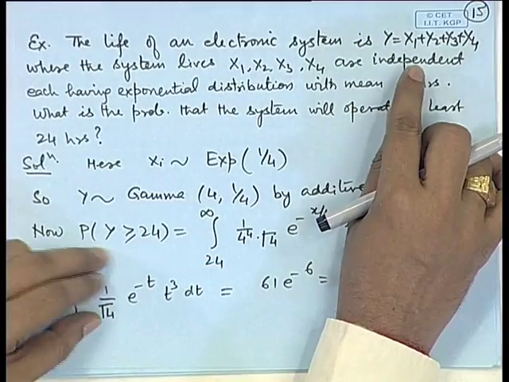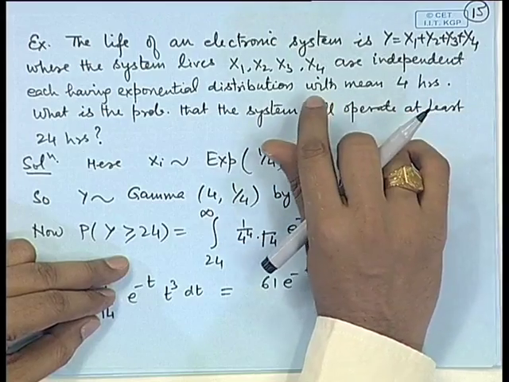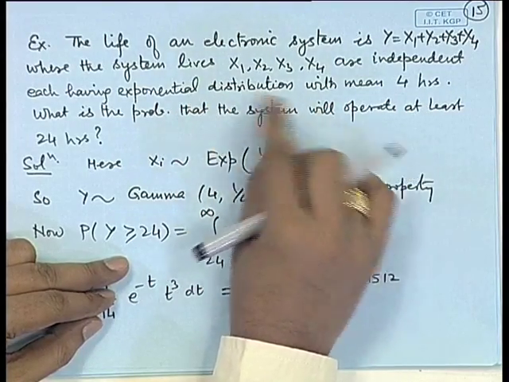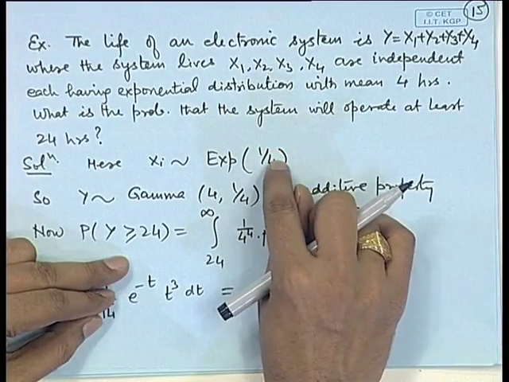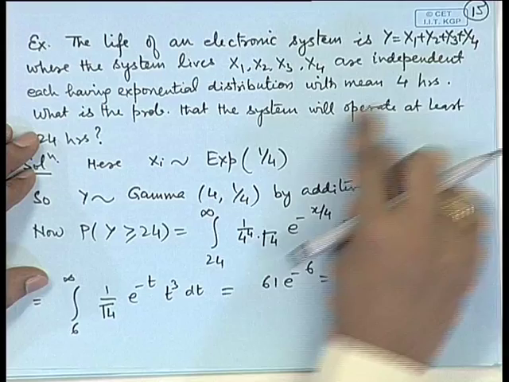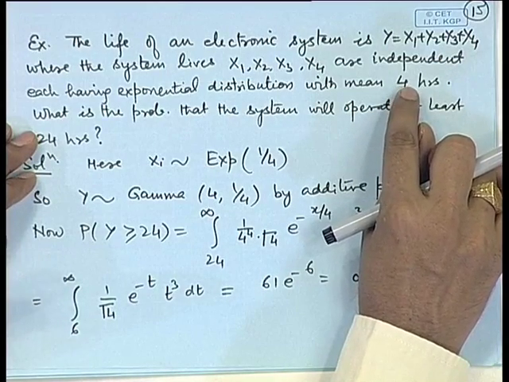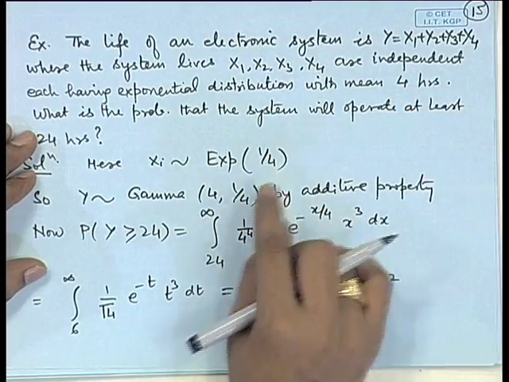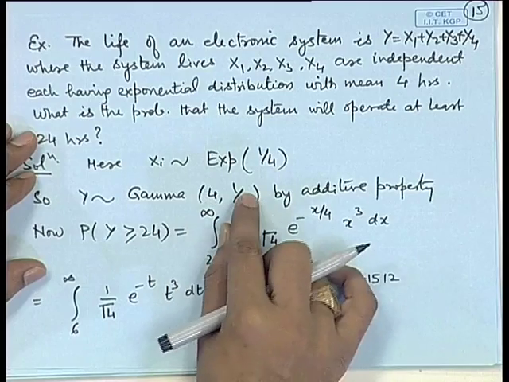Now, here we can use the additive property of the exponential distribution. We have proved that the sums of independent exponentials follow a gamma distribution. So, here each xi is exponential with parameter lambda equal to 1 by 4. Here mean is 4, so the parameter lambda will be 1 by mean, because mean is 1 by lambda. So, y will follow gamma distribution with parameters 4 and 1 by 4.